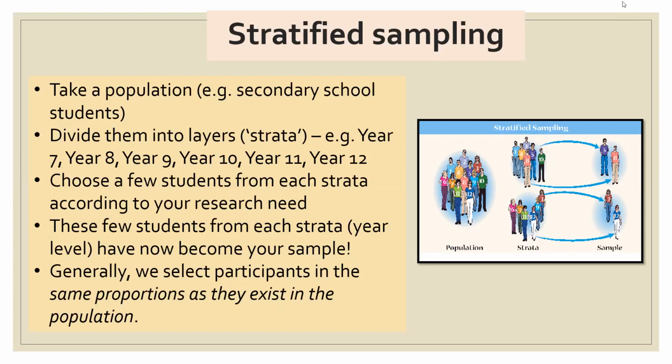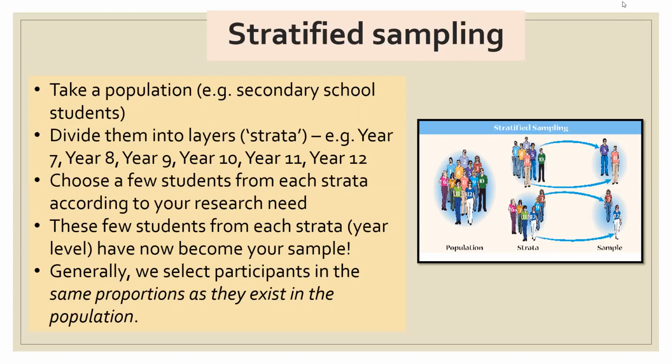And then I go to year 8. I go to the year 8 layer. I've got 25 students in the year 8 layer. That's okay. Then I ask their English teachers, okay, who are the best English students in year 8? And I take maybe 5 or 6 out of that. And I continue that process up until I get up to year 12.